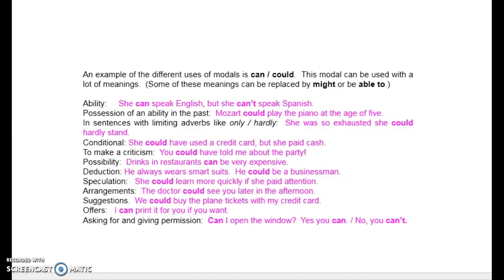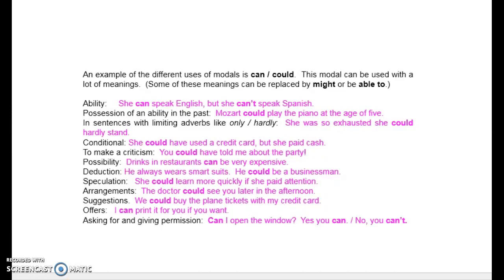You have the conditionals. The conditionals are used with could and would, and in the future we will see more about conditionals, but here you have an example. She could have used a credit card, but she paid cash. That would be a conditional.